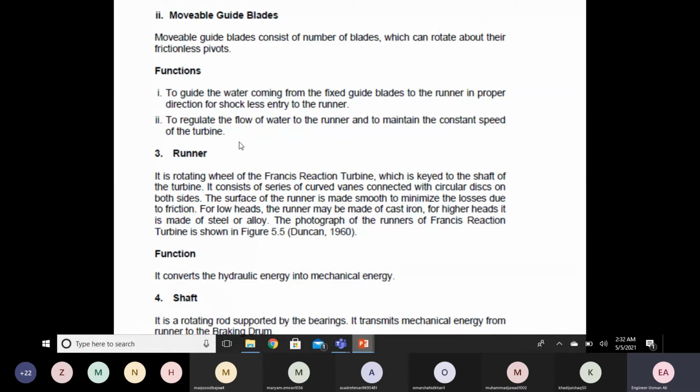So if you can change the opening of the movable guide blades, we can open them and close them, and accordingly we can control or regulate the flow rate to the runner. तो इनको कम या ज़्यादा करके इनकी ओपनिंग को हम जो वाटर फ्लो रेट है रनर के अंदर वो उसको कम या ज़्यादा कर सकते हैं.